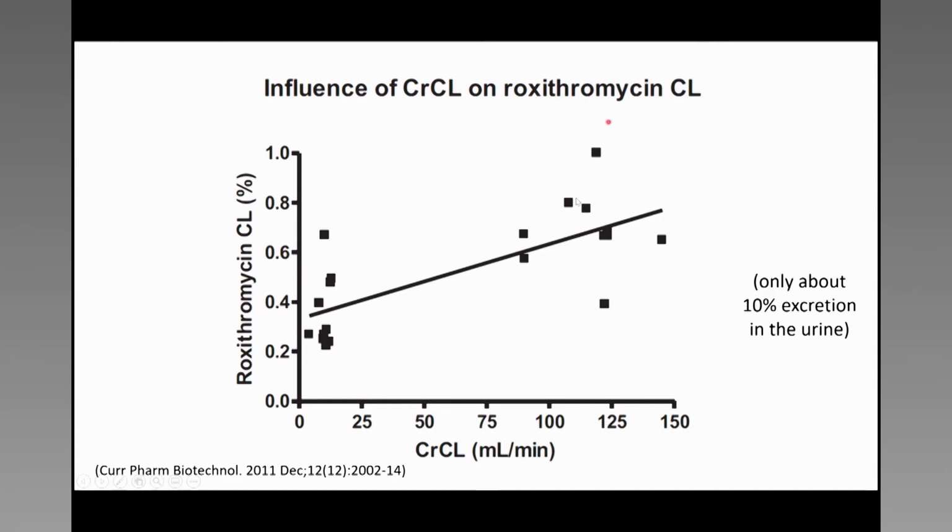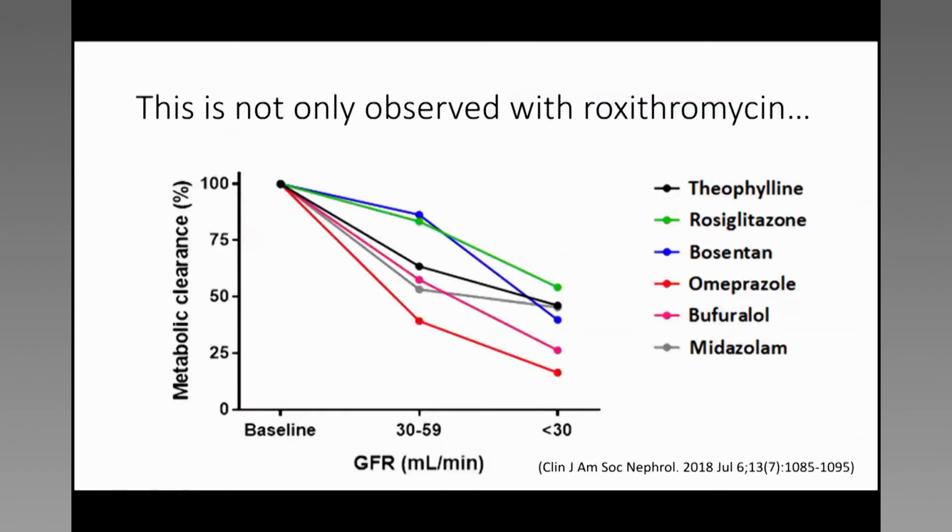Now we can see some variability here, but I think it really does look like as kidney function decreases, there is a decrease in drug clearance. So this is unexpected. Why is that? Maybe this only applies to roxithromycin though. Maybe it's an aberrancy. Actually, it's not.